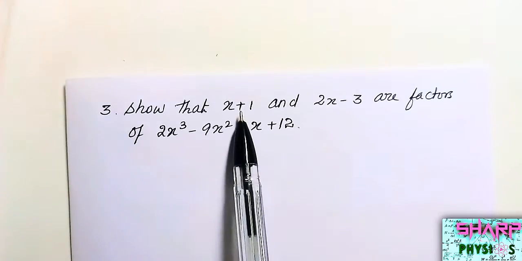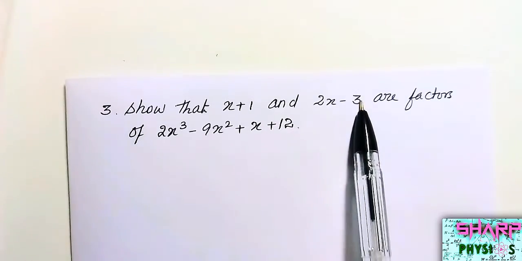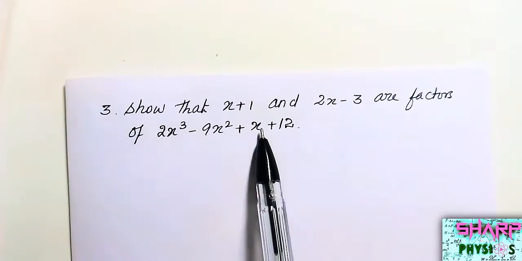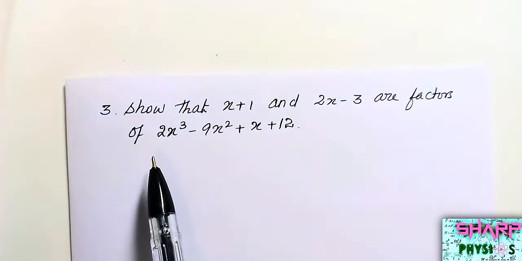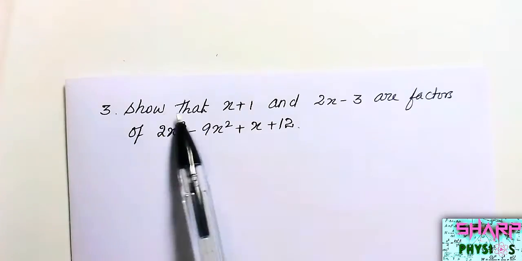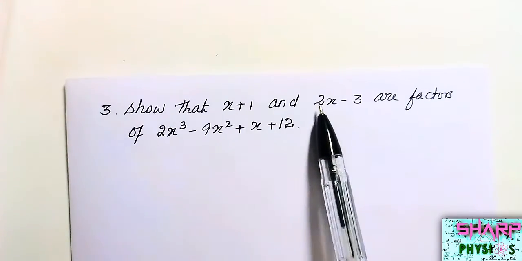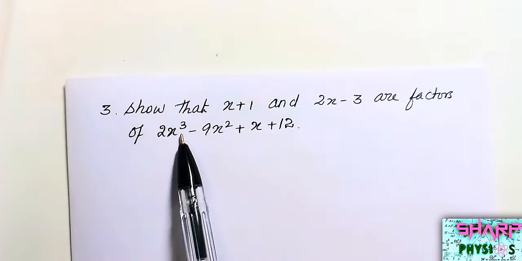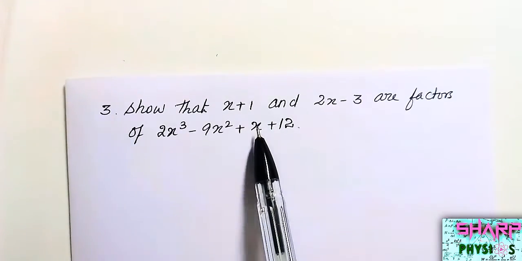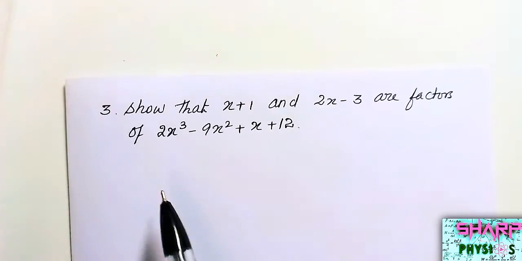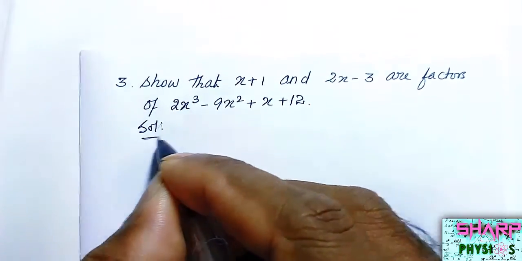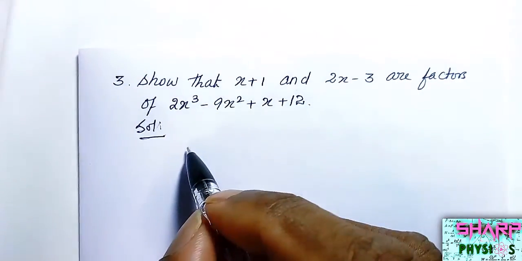Show that x plus 1 and 2x minus 3 are factors of 2x cube minus 9x square plus x plus 12. Again I repeat, show that x plus 1 and 2x minus 3 are factors of 2x cube minus 9x square plus x plus 12. So we will solve this by means of the factor theorem.